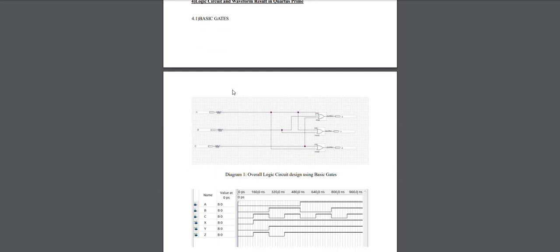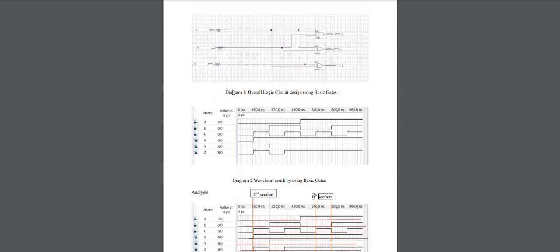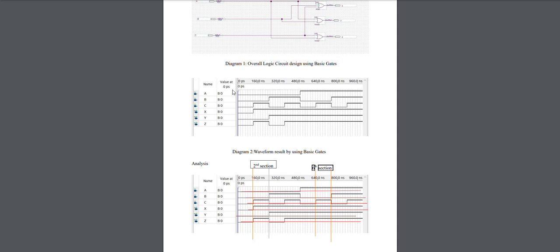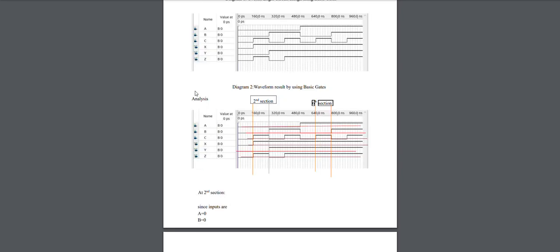Then let's move on. The logic circuit design. Two circuit configurations are presented. The first one is the basic gates, which uses AND, OR, and NOT gates to achieve the desired outputs. Waveforms confirm the correct operation of the circuit. The second type is the NAND-NAND configuration, which implements the same logic using only NAND gates. Waveforms show identical results to the basic gates design, confirming both configurations are equivalent.